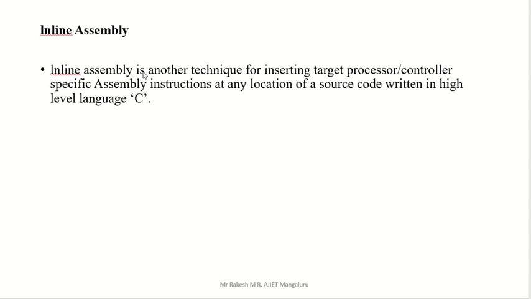Now the third type of mixing method is inline assembly. Inline assembly means we are not taking the entire code, just one line, maximum one to two lines, from another language. Inline assembly is another technique for inserting target processor or controller specific assembly instructions at any location of the source code written in the high level language C. So clearly, the source code or main code is in C, and we are going to include some lines of assembly inside your high level language.